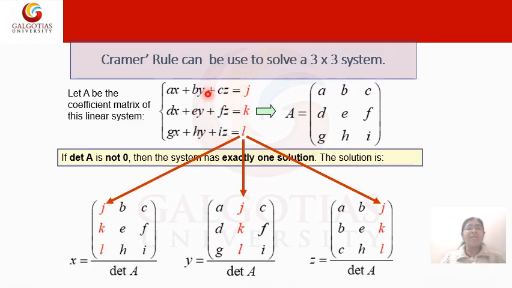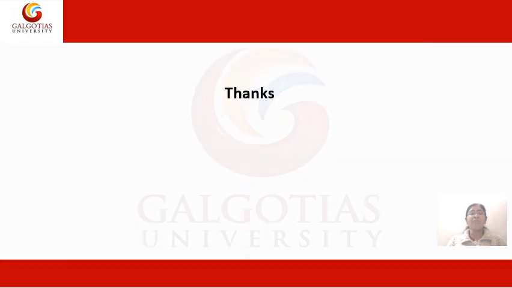Now if I have a system of order 3 by 3, how will I find x? x will be the determinant of the matrix with columns J, K, L replacing the first column, that is J B C, K E F, L H I, upon determinant of A. Y is equal to the determinant of the matrix A D G with J K L in the middle column, and C F I, upon determinant of A. And then z is equal to the determinant of the matrix with A B C, D E H, J K L, upon determinant of A. In this way, we can apply Cramer's rule for solving a system of three equations.